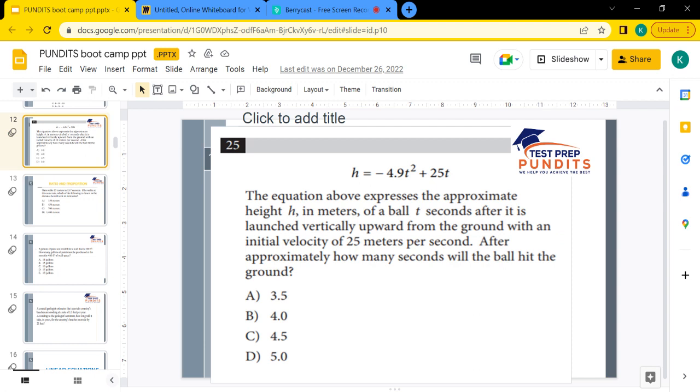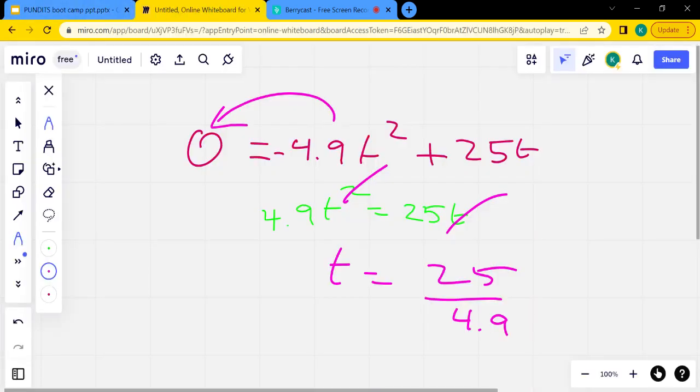They've given us a relation between the height of the ball after it's launched and the time after it is launched, and we need to find the time after which it hits the ground. Now, at the ground, the height of the ball above the ground is going to be 0. Since it's touching the ground, h is going to be equal to 0. So we can write the equation as so.